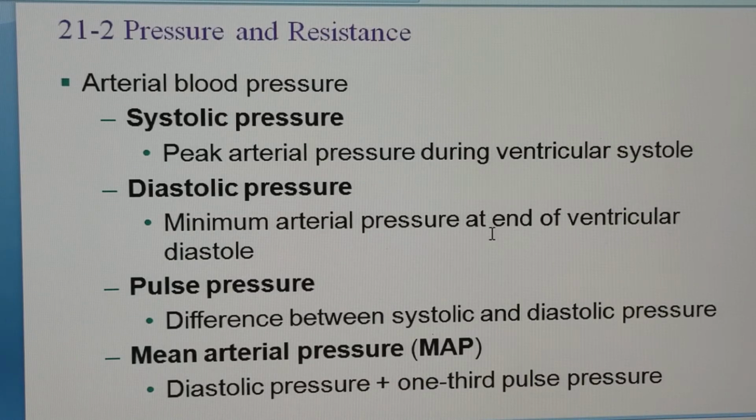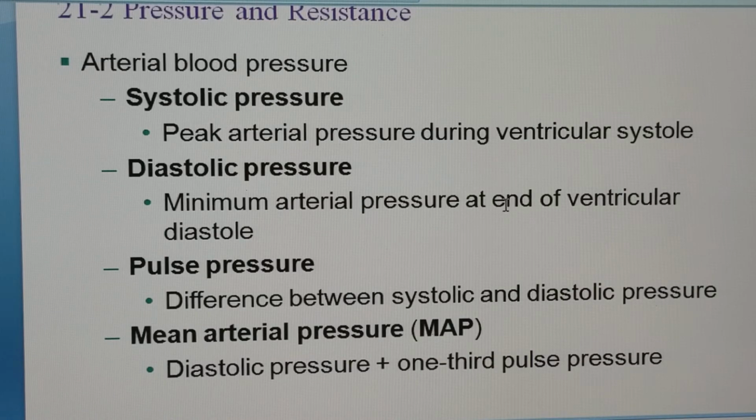Arterial blood pressure. Systolic pressure is the peak arterial pressure during ventricular systole. Diastolic pressure is the minimum arterial pressure at the end of ventricular diastole. Pulse pressure: these are things that you need to do your best to remember. Pulse pressure is the difference between systolic and diastolic pressure. Mean arterial pressure, or MAP, is the diastolic pressure plus 1/3 of the pulse pressure.